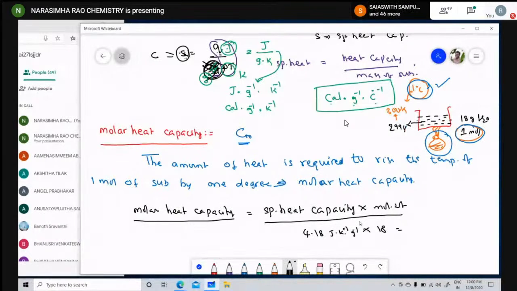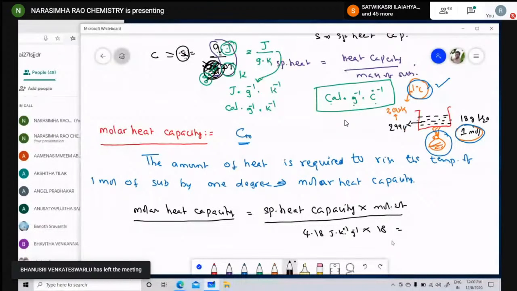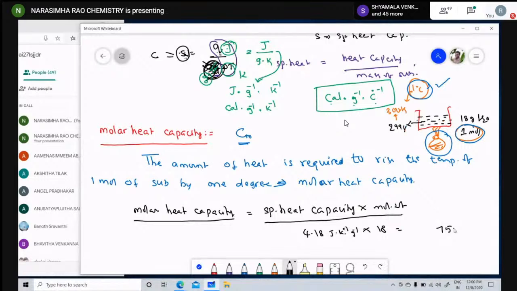Sir, Varshit. Sir, my doubt was different, sir. My doubt is not that, sir. This is not this one. Sir, my doubt is that there in the specific heat capacity, sir.